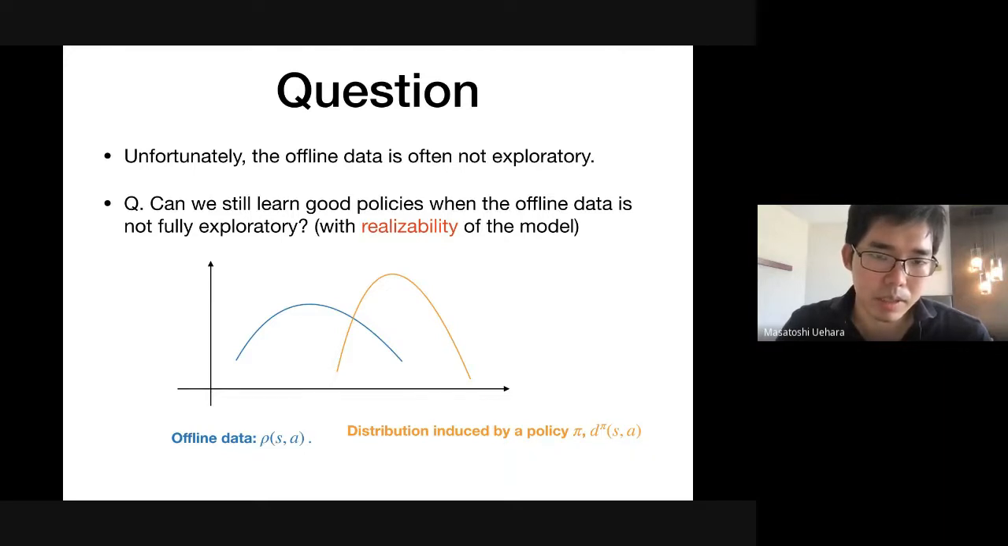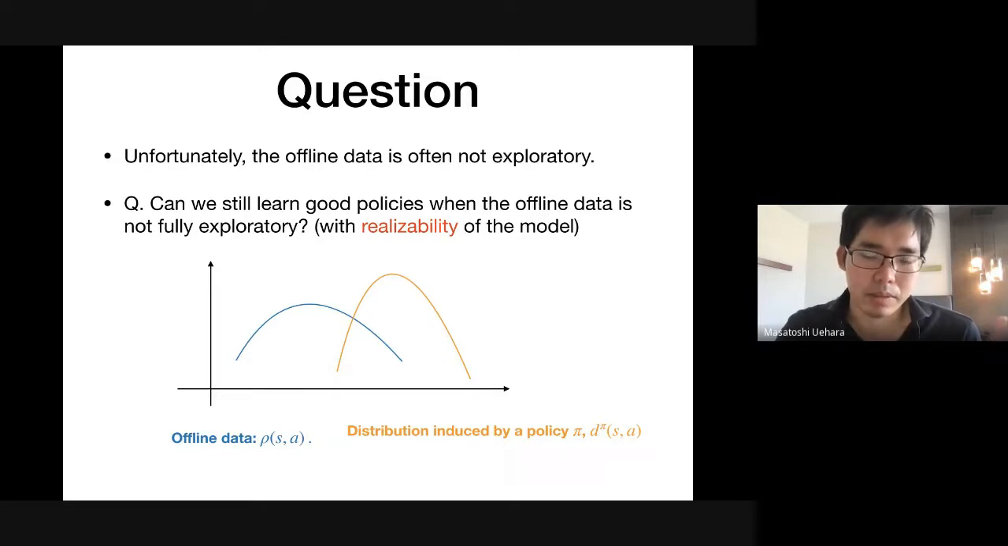Also, I want to mention that we take a model-based approach. In RL, there are two approaches, model-free approaches or model-based approaches. In our work, we take a model-based approach. So we assume that the model is realizable, in the sense that we assume some model class, which can be neural networks or random forest. It can be any function approximation method. And our only assumption is realizability, in other words, the specification of the model class.